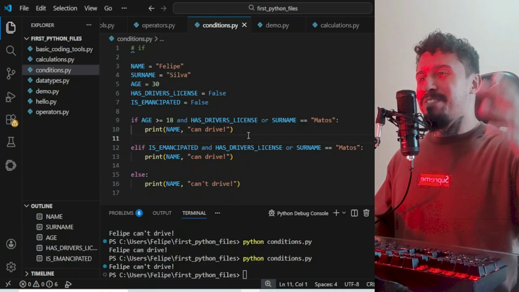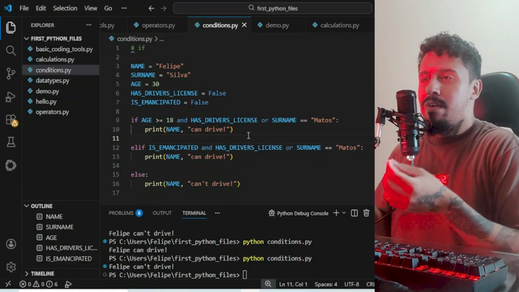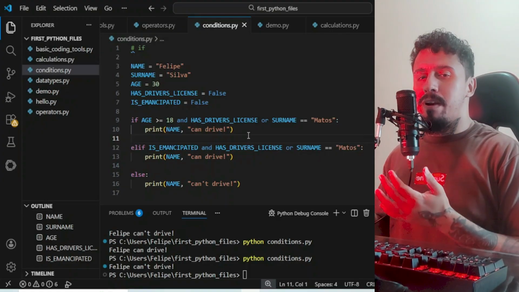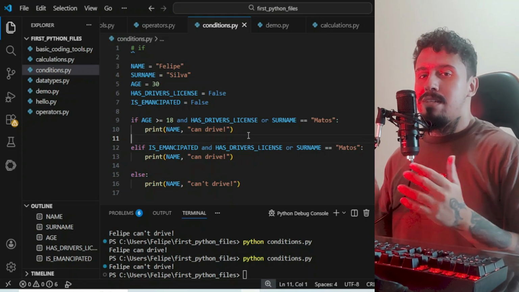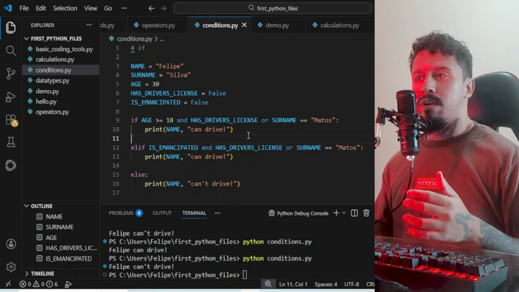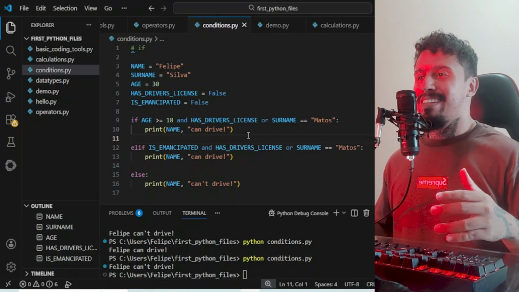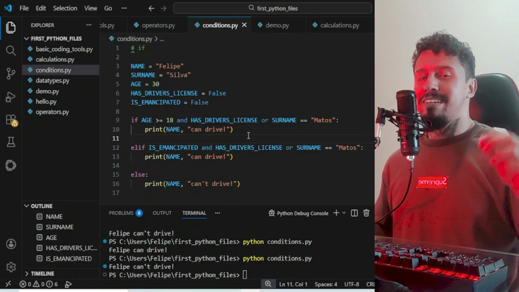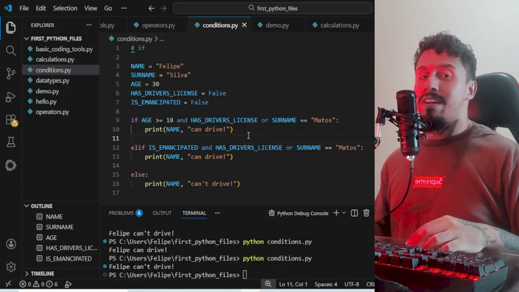Anyway, so I hope you understood how these multiple comparisons in the if statement work. All right, because now we are going to dive into the nested if statements. Get ready.